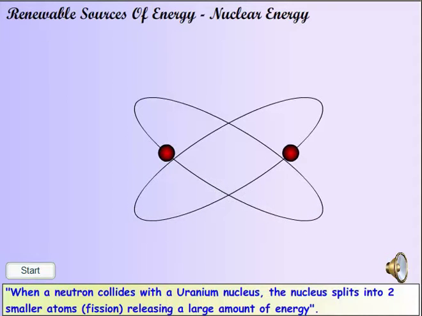When a neutron collides with a uranium nucleus, the nucleus splits into two smaller atoms and releases a large amount of energy. This replaces the burning of coal or gas and thus reduces greenhouse gases. These reactors are used to generate cheap electricity. On the other hand, nuclear accidents can cause great harm to humans.